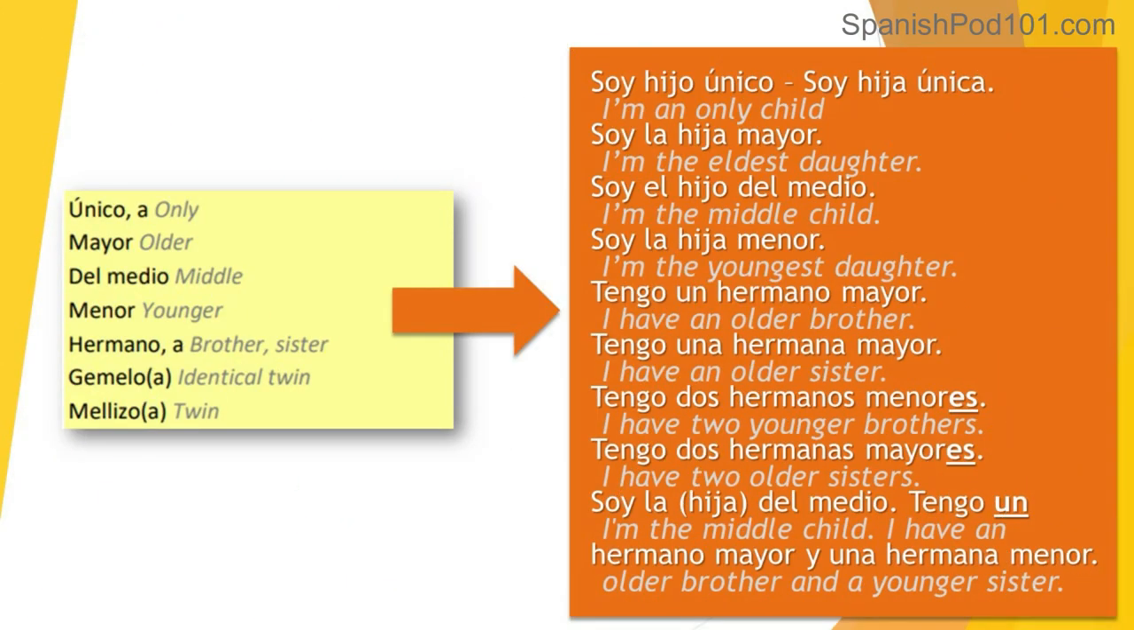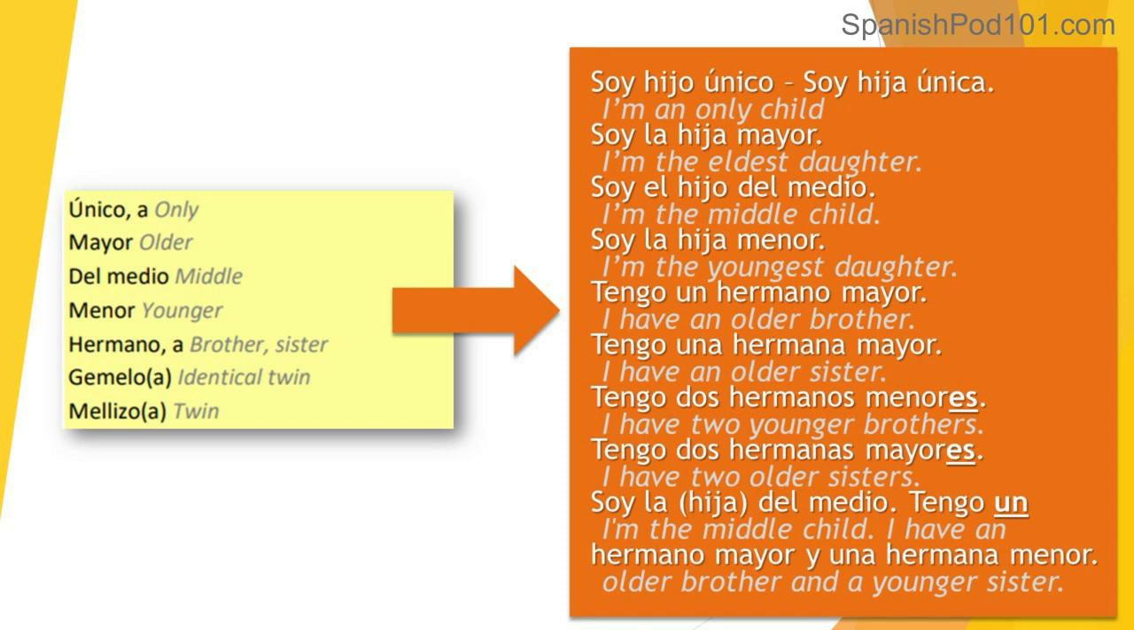Let's see how we can use this vocabulary in sentences to describe your family members, especially when we're talking about sons and daughters. If you want to say you are an only child, or if you are the oldest or the youngest, if you have older siblings or younger siblings. Por ejemplo, soy hijo único. Soy hija única. Sí, I'm an only child.